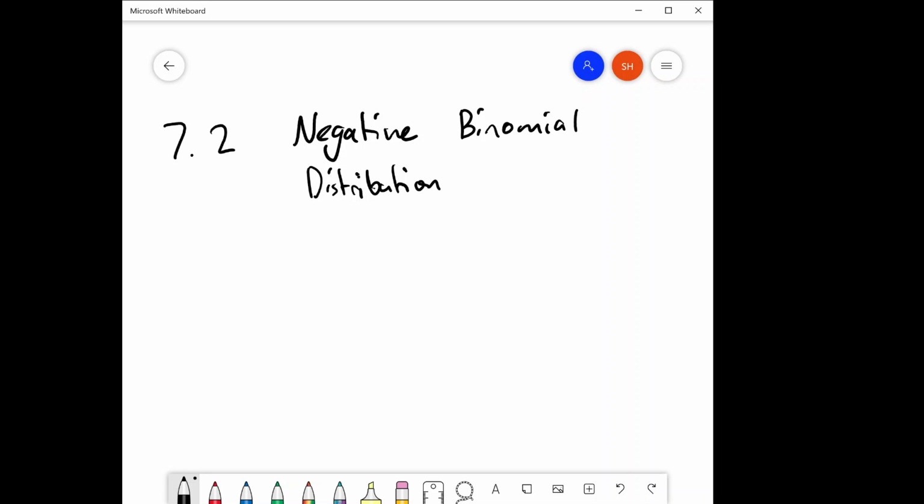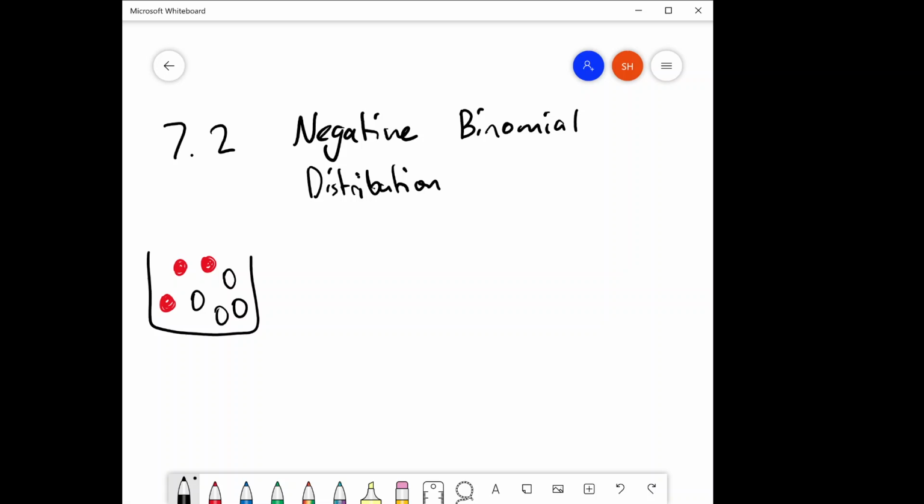Hi, welcome back. So in this lecture, we're going to discuss the negative binomial distribution. And this is another waiting time distribution, and it's related to our urn models with replacement. So suppose you've got an urn which has a bunch of red balls and a bunch of white balls.